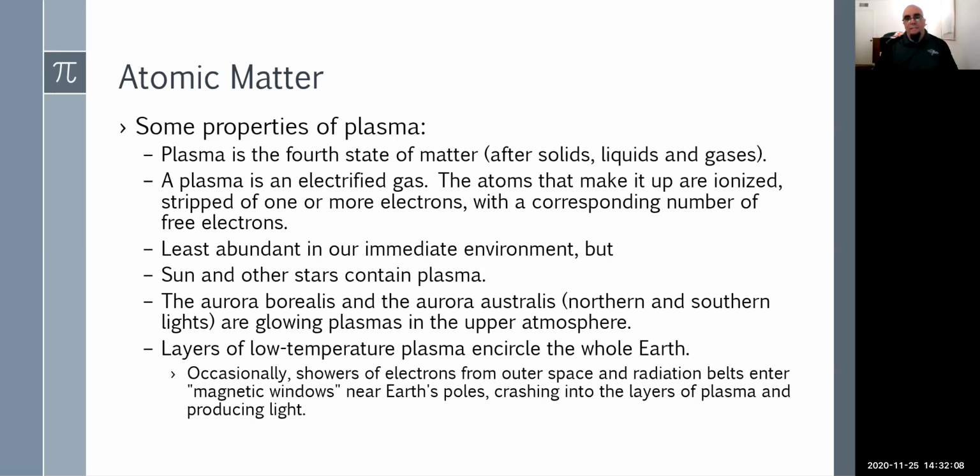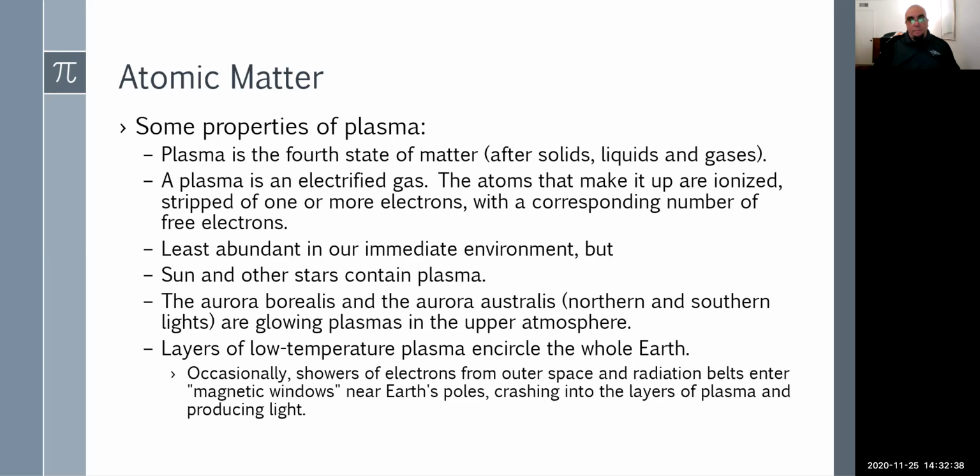The aurora borealis and the aurora australis, right, the northern and southern lights, are glowing plasma in the upper atmosphere. If you've never gotten a chance to see them, I highly recommend it. Seeing the northern lights was something just awe-inspiring for the first time I saw it. What that is, right, is solar rays coming in, hitting those upper atmospheric gases and causing them to lose electrons. And it causes light, a beautiful light show, right?